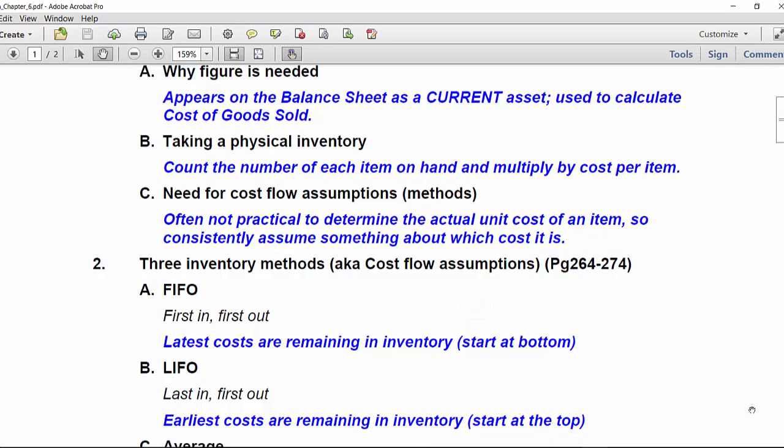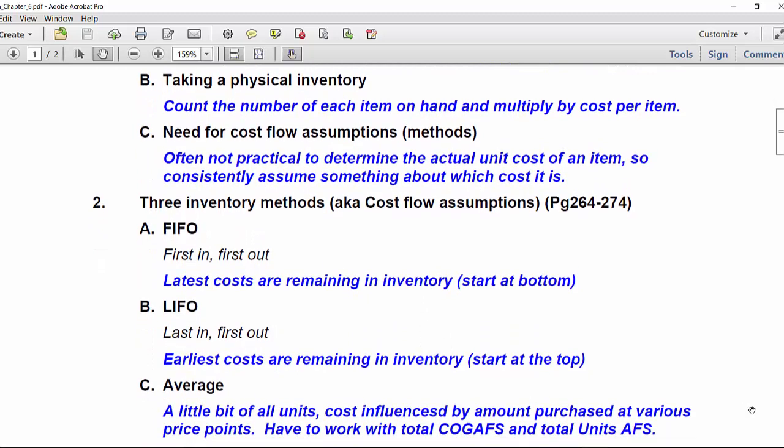LIFO is another assumption. In LIFO, we assume that the latest ones in are the first to be gone, and therefore our earliest costs are somehow remaining in our inventory. So looking at a list of our beginning inventory plus all of our purchases, we would start at the top of the list till we came up with the number of units and related costs in our ending inventory.